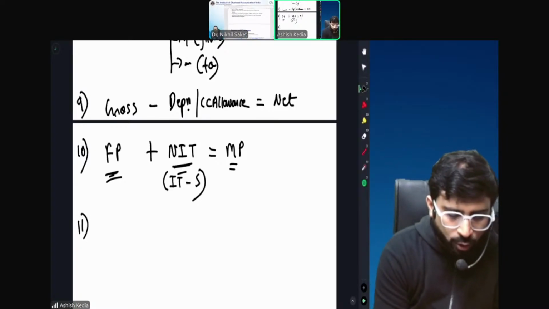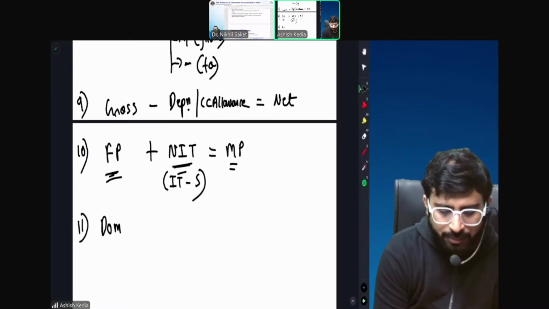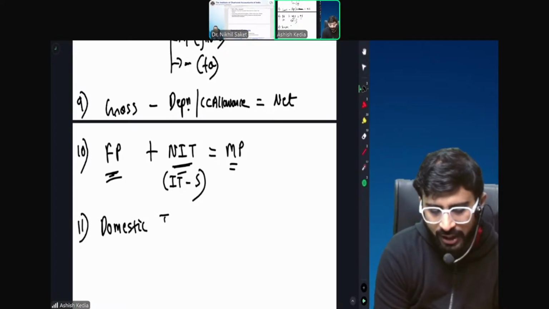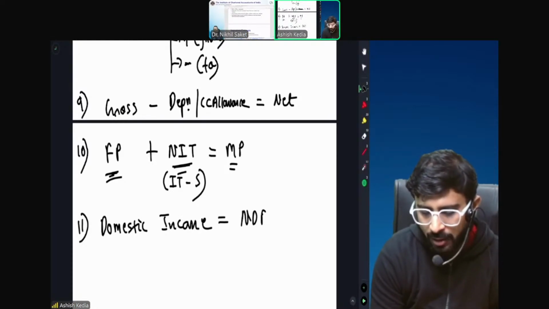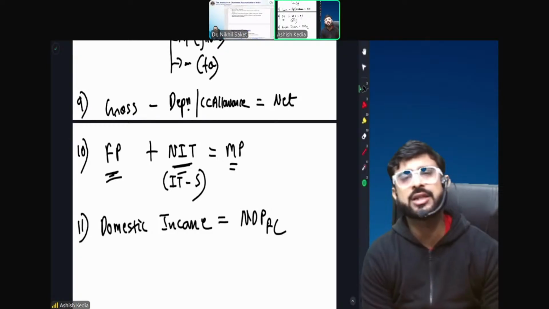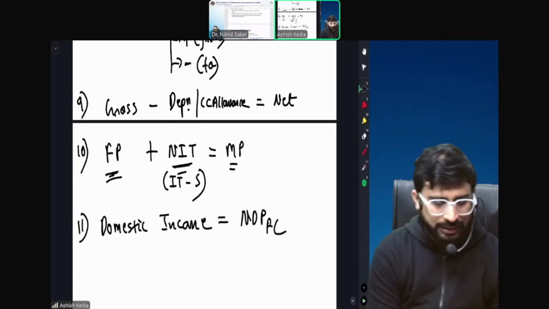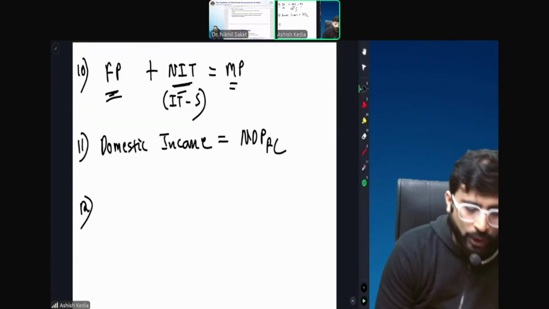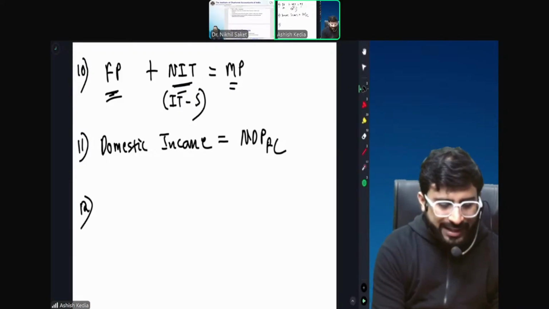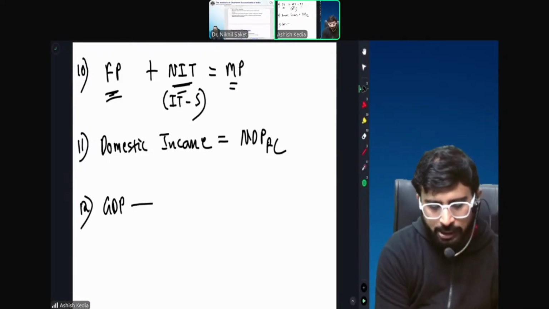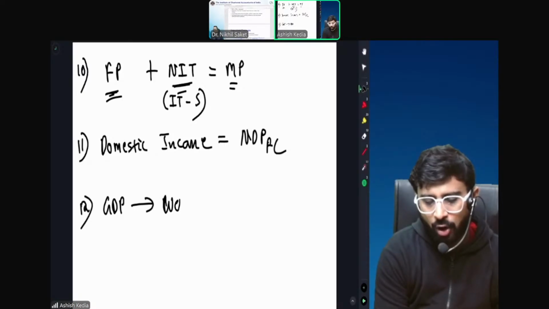One more thing you need to remember is, just like national income is NNP at FC, domestic income is equal to NDP at FC. Other things remaining the same. 12th point is a very good one. That is, is GDP a measure of welfare in an economy?